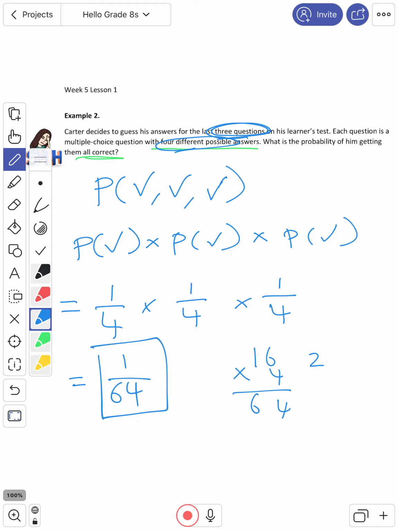So instead of guessing, Carter, maybe you're going to study for this test so that you increase your chances of getting these correct. 1/64 in percent is, let's grab a calculator, 1/64. This is 1.56% that he'll get the last 3 questions right if he guesses. So no guessing, Carter.